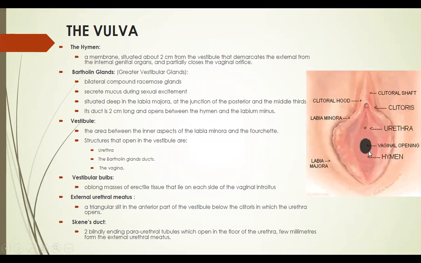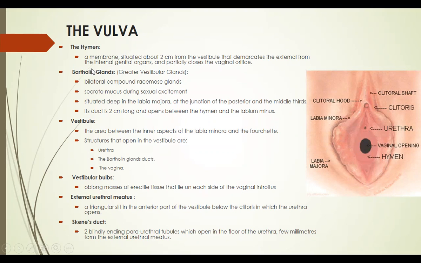One is the hymen. This is the hymen here, which is prominent in girls. A membrane situated around 2 centimeters from the vestibule that demarcates the external from the internal genital organs and partially closes the vaginal orifice. So it is a thin fold of membrane which is covering the vagina. This is the vaginal opening and this is the hymen.